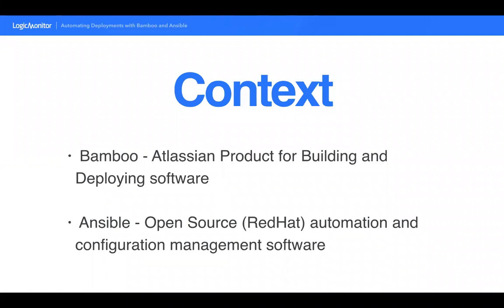So I just want to take a quick raise your hand poll of who's heard of Bamboo before? Okay, great. And then who uses Ansible? Okay. Does anyone use them together? Great. So for those who aren't aware, Bamboo is an Atlassian product for building and deploying software. And Ansible is an open source tool, though it was acquired by Red Hat a couple years ago, for automating configuration management, both Linux and Windows.